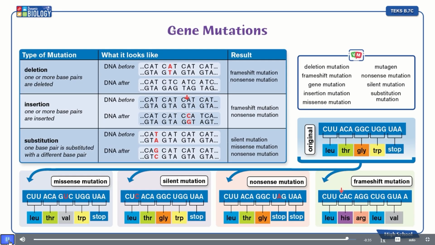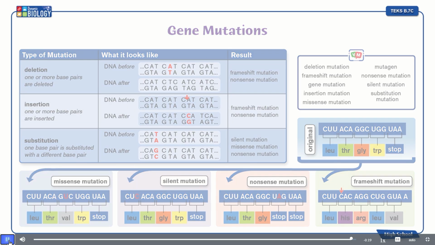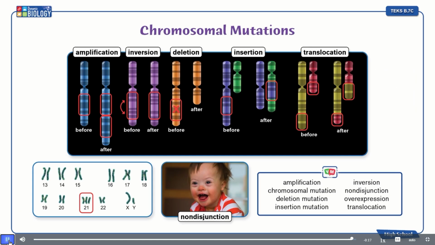In this lesson, we reviewed TEKS B.7C, identify and illustrate changes in DNA and evaluate the significance of these changes. This video is part 1 of a 2-part series for TEKS B.7C. Part 2 reviews chromosomal mutations and their effects.